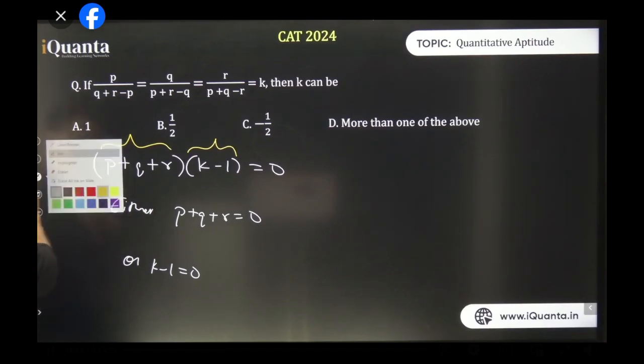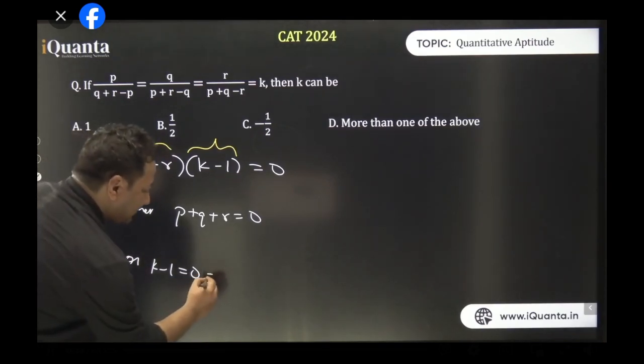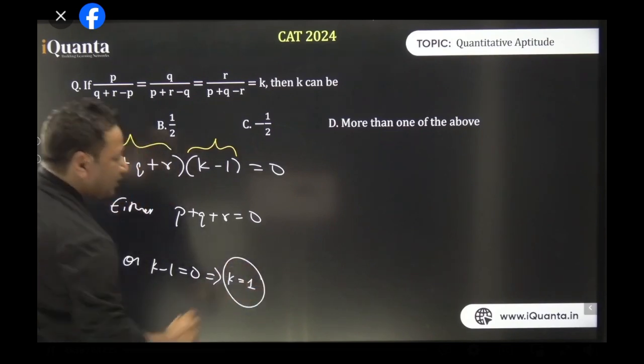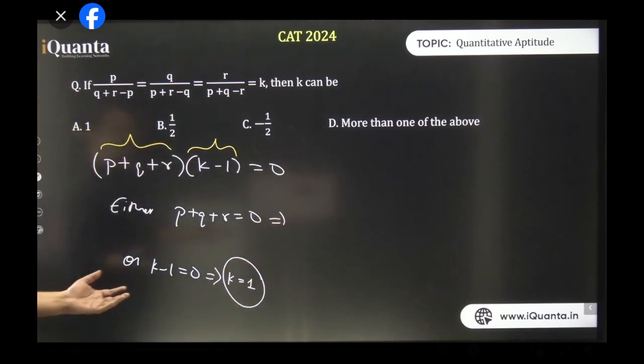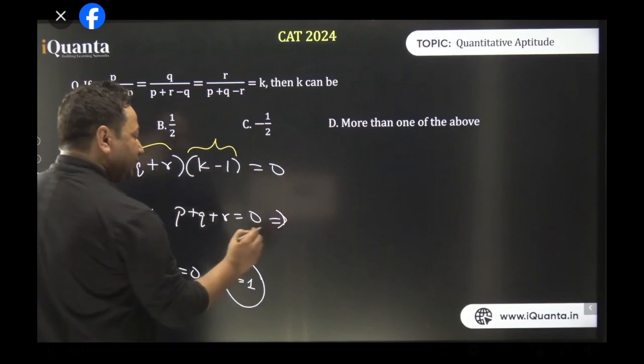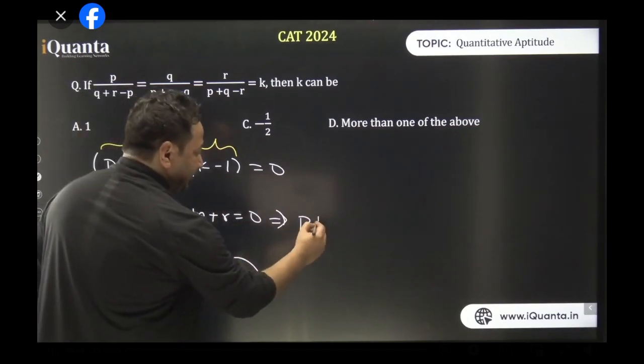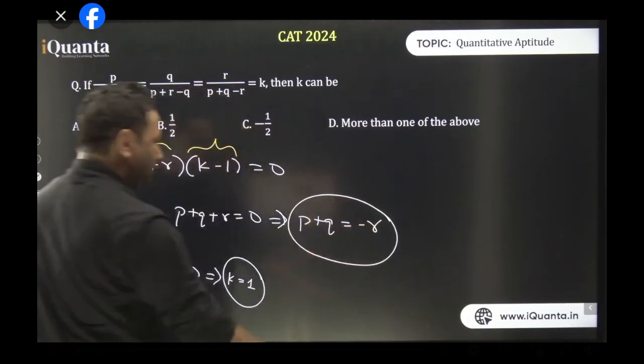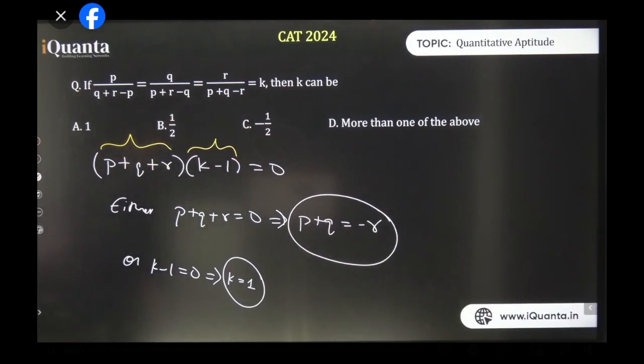Thank you. Well, so k minus 1 is 0. That means k is equal to 1, and that is the answer that you guys got. But what if p plus q plus r was 0? Then you must have missed at least one answer. So that means p plus q will be equal to minus r. Can I say that? Of course I can say that. P plus q is equal to minus r. It's not violating the first property.